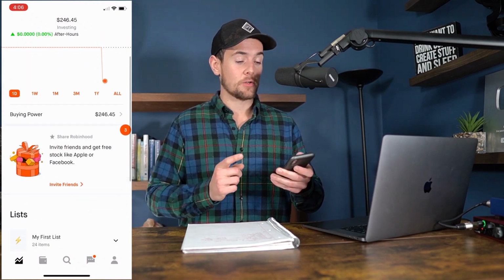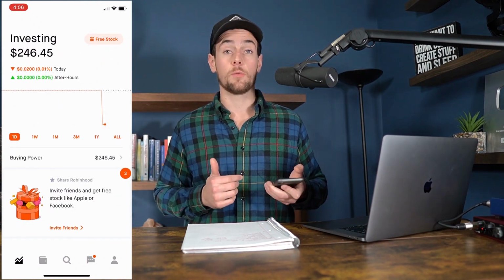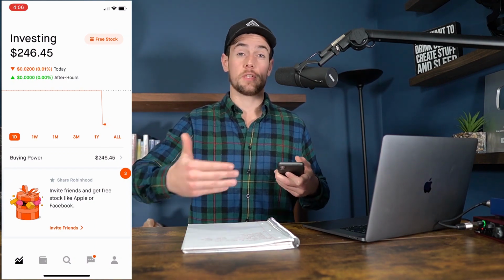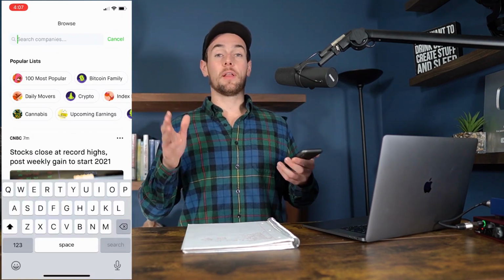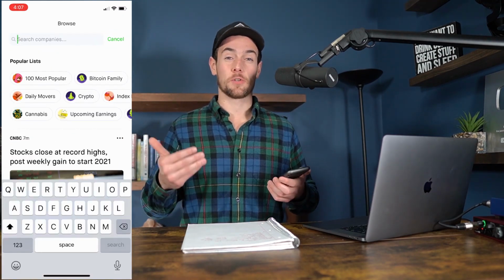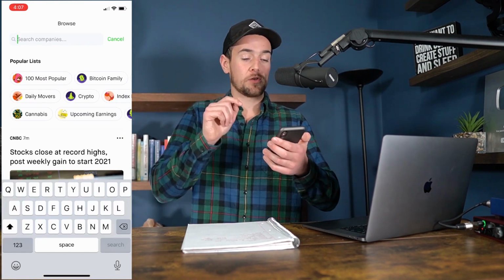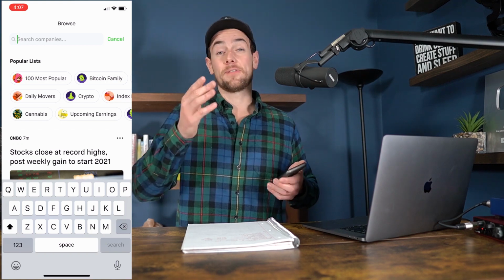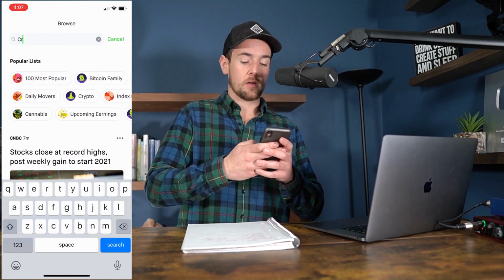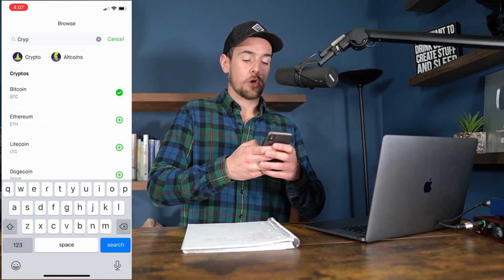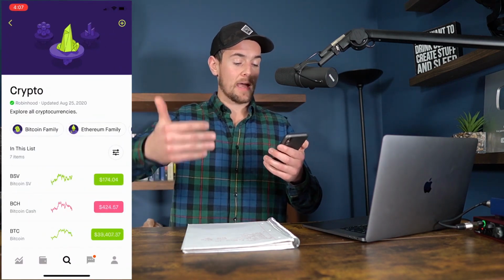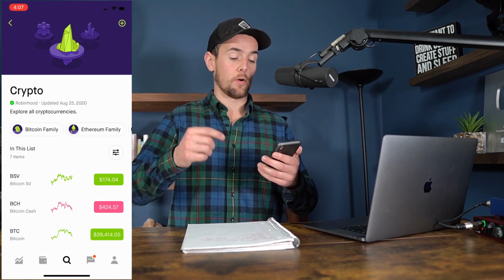That being said, guys, I'll show you how to do it, assuming that you are comfortable with that and you want to buy some Bitcoin or other supported cryptocurrency regardless. So first of all, in order to find cryptocurrencies that are supported, you're going to have to go to the search tab and then under popular lists, click on crypto. And if that's not showing up for you, just type in crypto and then it's going to show you what cryptocurrencies are available.